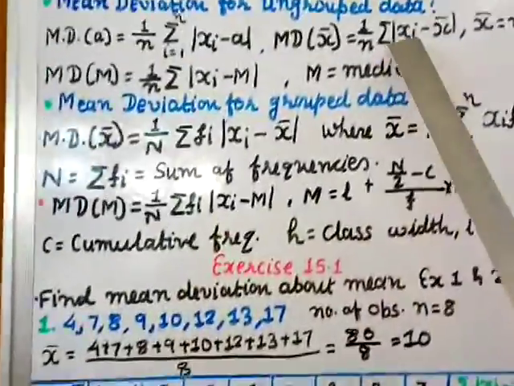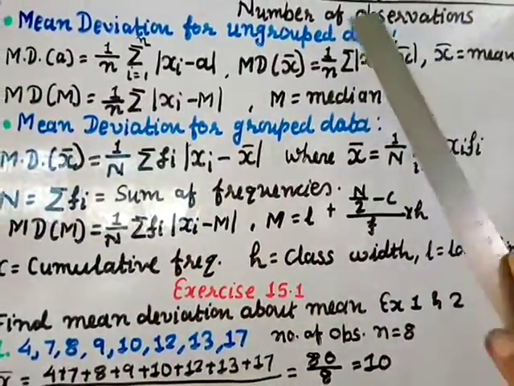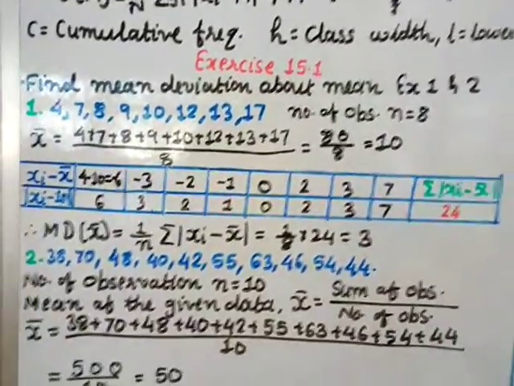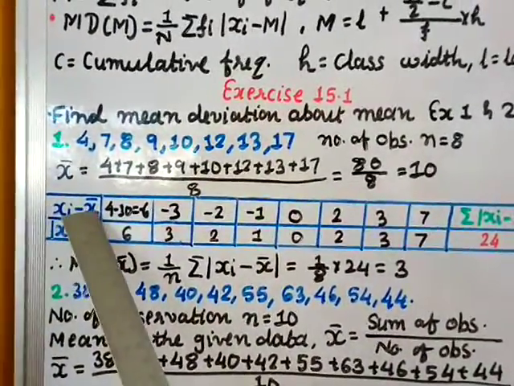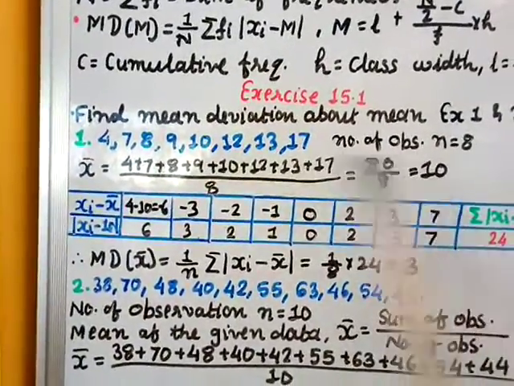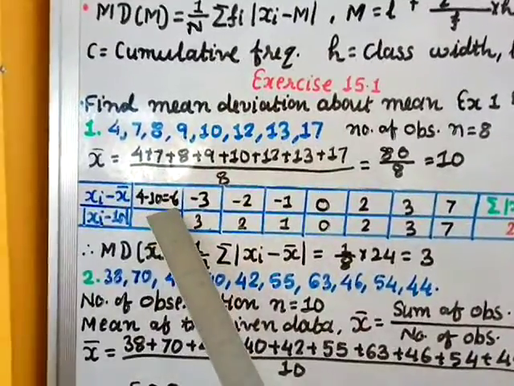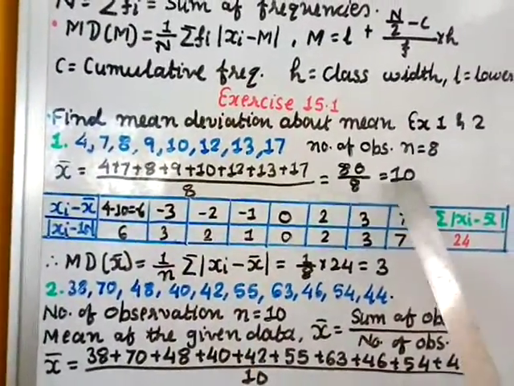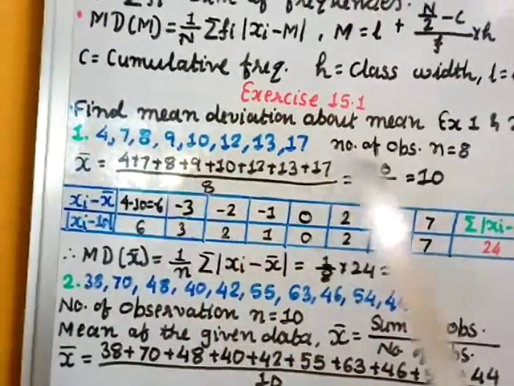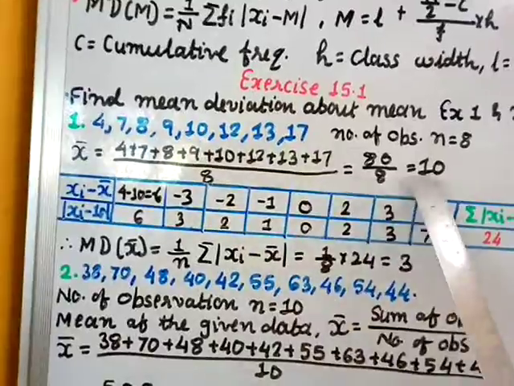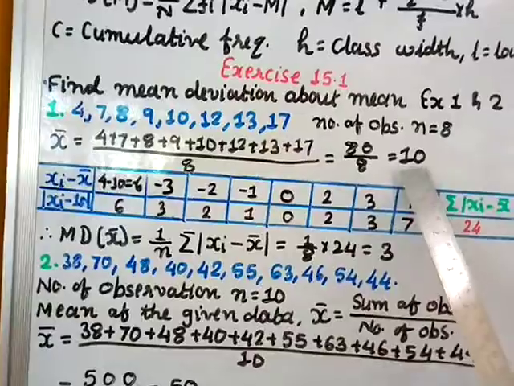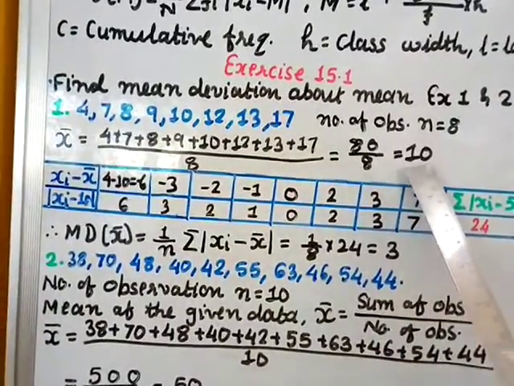So let us first find xi minus x bar, then we'll find the modulus of that. Directly also you can do it, but I am doing it this way for you to have practice. So xi minus x bar: for the first, it is 4 minus x bar, which is 10, so 4 minus 10 gives you minus 6. Then 7 minus 10 gives you minus 3, 8 minus 10 gives minus 2, 9 minus 10 gives minus 1, 10 minus 10 gives 0, 12 minus 10 gives plus 2, 13 minus 10 gives 3, 17 minus 10 gives 7.